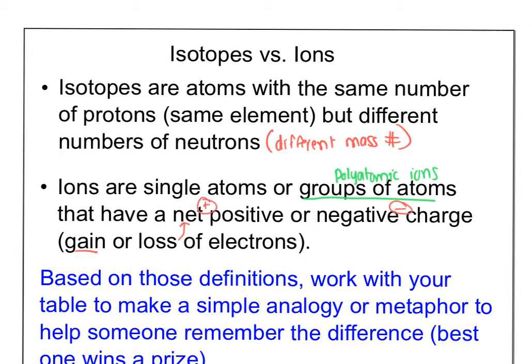So here's a little challenge for you based off these definitions. It will not work with our table because you're sitting at home. I would like you to come up with a metaphor or an analogy to help someone remember the difference between isotopes and ions. See what you can come up with. The more creative, the better to help you remember the difference.